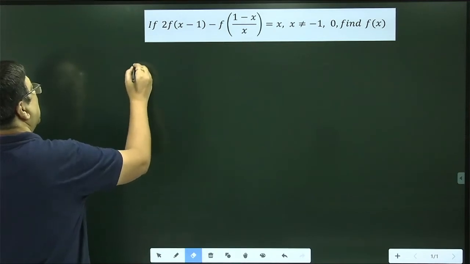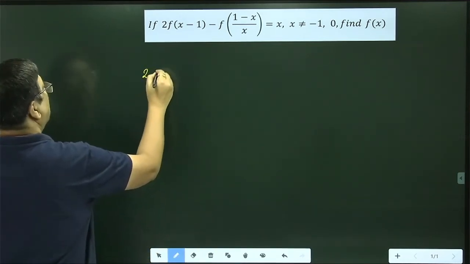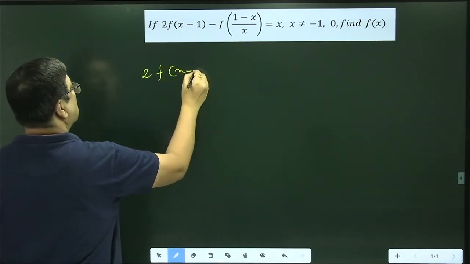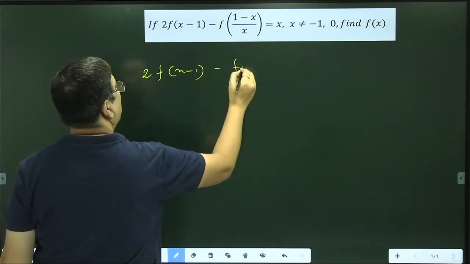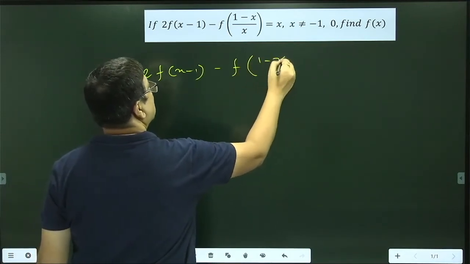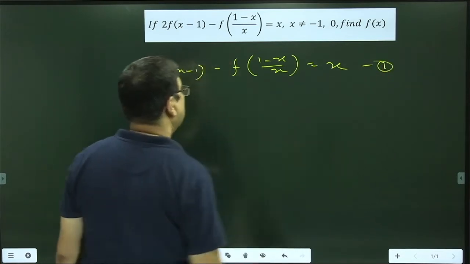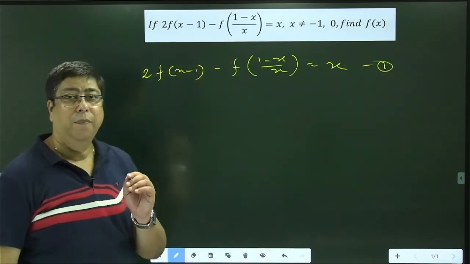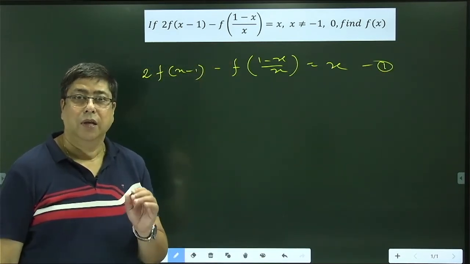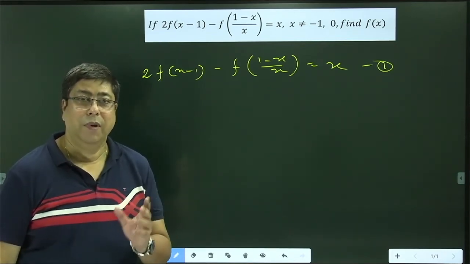First I am writing 2 f of x minus 1 minus f of (1 minus x) by x equal to x. Suppose I am giving this number 1. Now I am replacing x by 1 by x. It means instead of x I am putting 1 by x.